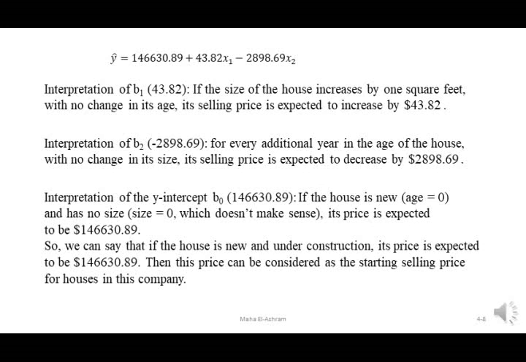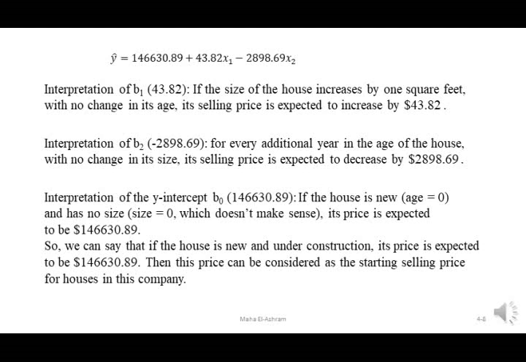So let's see in our case what happens. How can I interpret B naught? The value of B naught here is 146,630.89. Now, usually the y-intercept is the value of y when x is equal to 0. Now, here we have two x's. So mathematically, I can say that this is the value of y if both x1 and x2 are equal to 0. This is from a mathematical point of view.